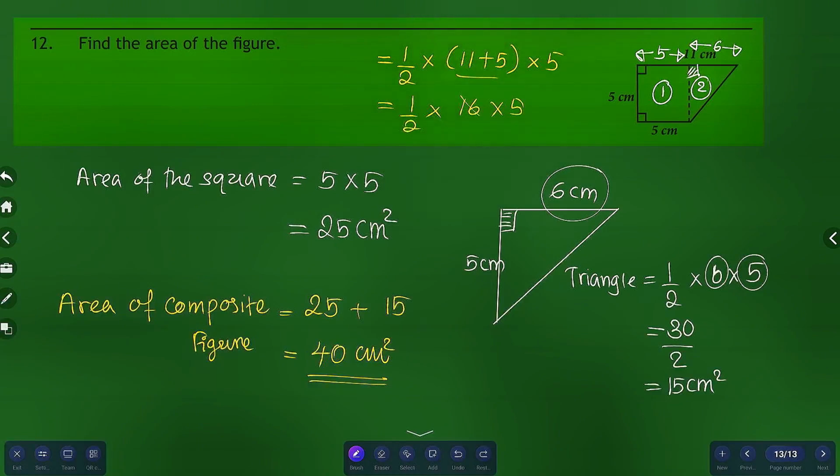Right. So this 16 divided by 2 is 8. 8 times 5 is also 40. So we will be learning how to find the area of a trapezium later. So the answer for this question is 40 square centimeters. All right. Moving on.